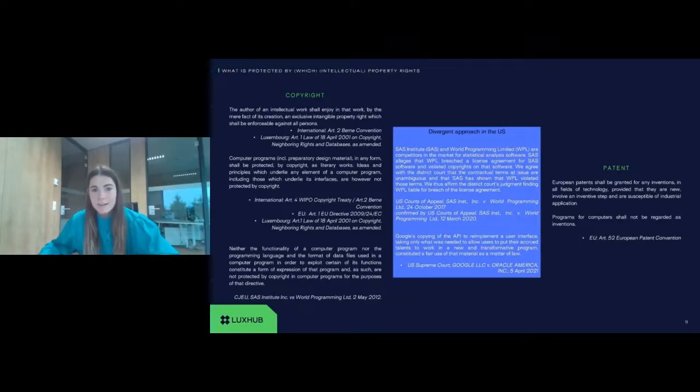And to end, a final point, in case you were considering registering your API under patent law, this is not possible in itself because, as you can see in the slide, the European Patent Convention under Article 52 says that programs for computers shall not be regarded as inventions. This is explicit in the law. You can apply for a patent of your API, but if it's a part of a bigger thing, it could potentially be considered as an invention.